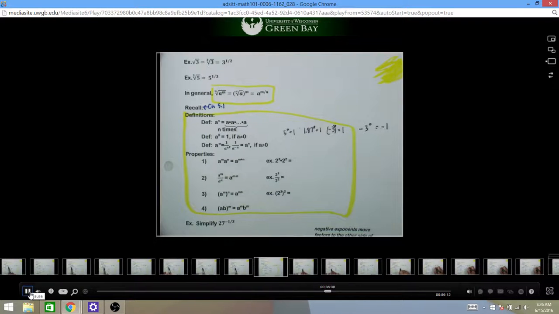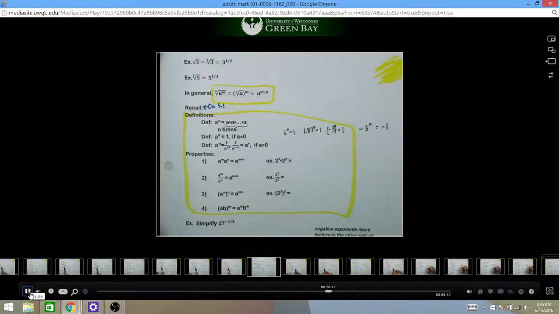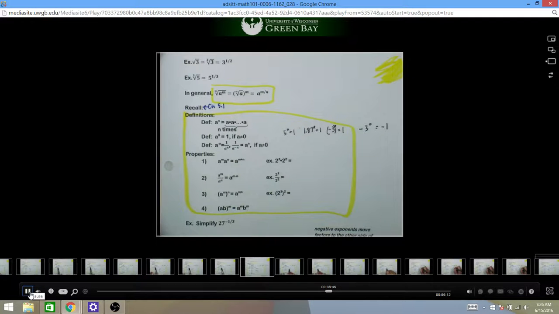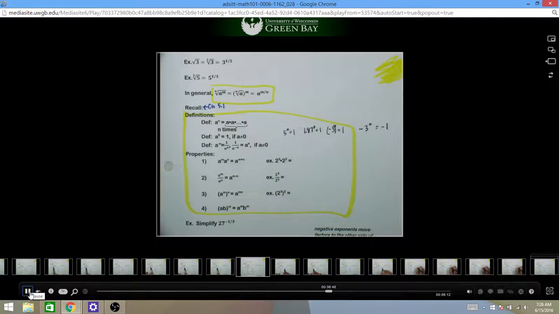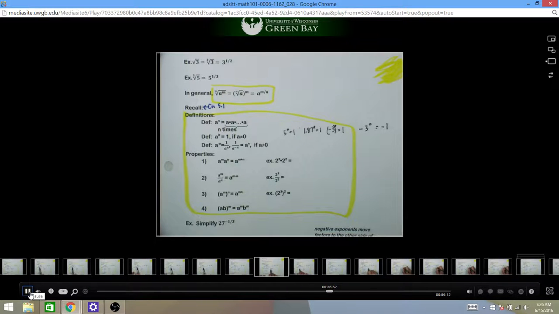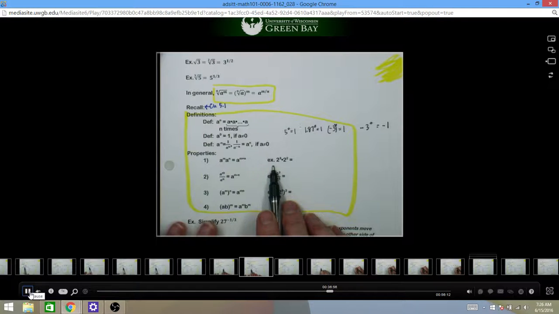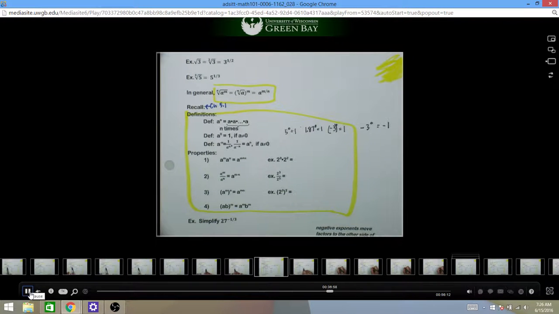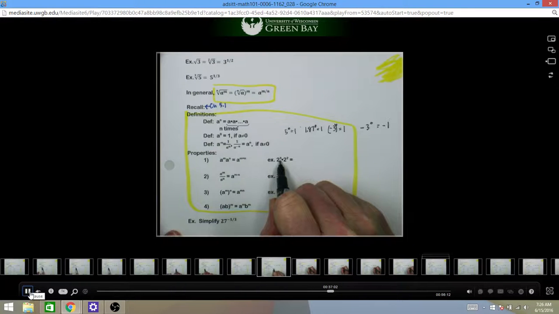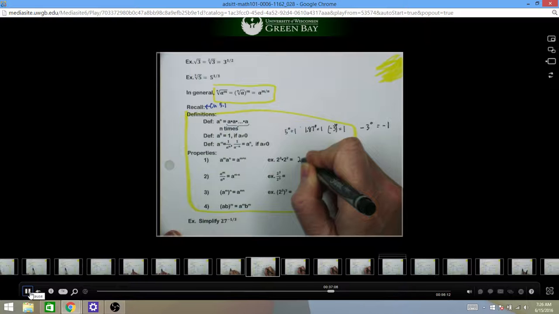So these are definitions. These are what mathematicians say this is going to mean, and so you can't really observe it. Properties, on the other hand, you can observe, because when you have a property, it's a result of the definition. So for example, here this property says if you have two bases the same multiplying together, you can add exponents. So that would say that here the m is the 3 and the n is the 2, and I could add exponents and get a 5.